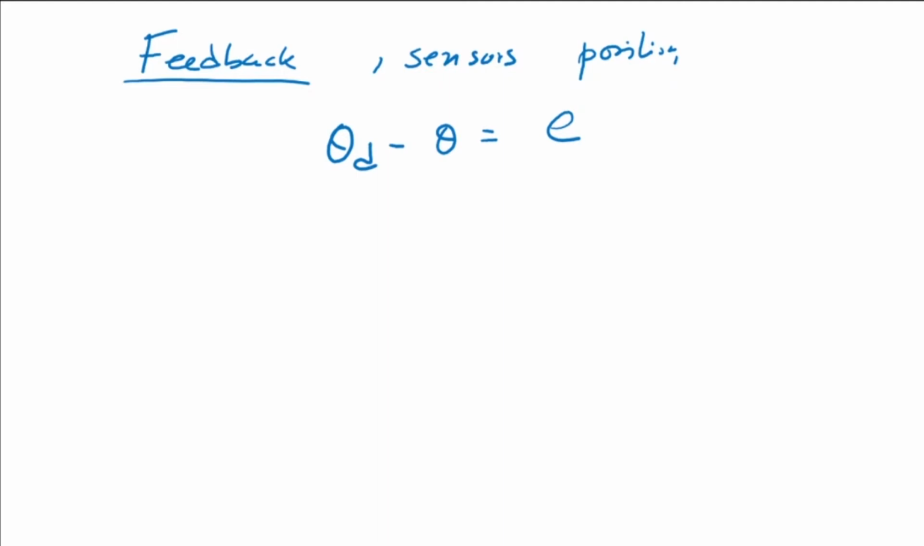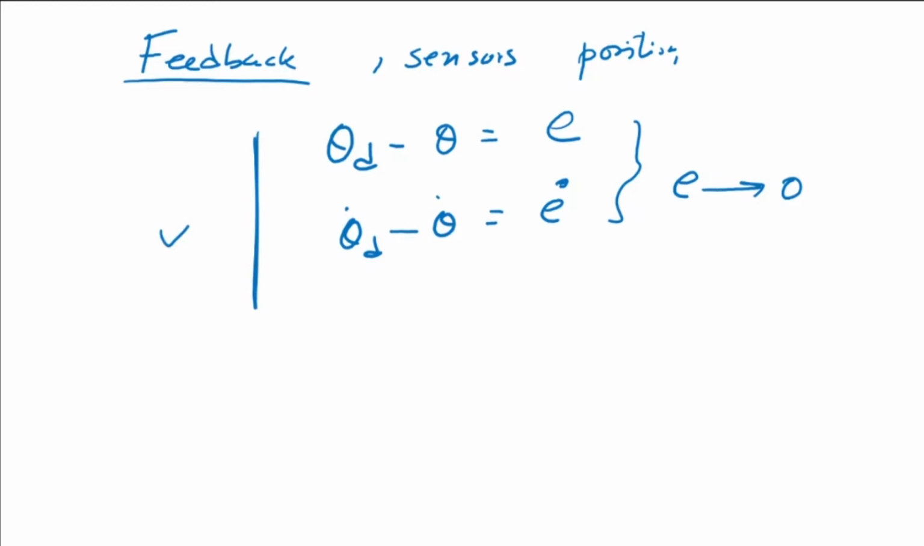If I take the derivative of this, then we get theta d dot minus theta dot is equal to E dot. Now the control system can find these errors and make the error go to 0. Error going to 0 is what is done in a feedback control system. So we generate an error and then try to make that error equal to 0 by using feedback, and this is the system that works.